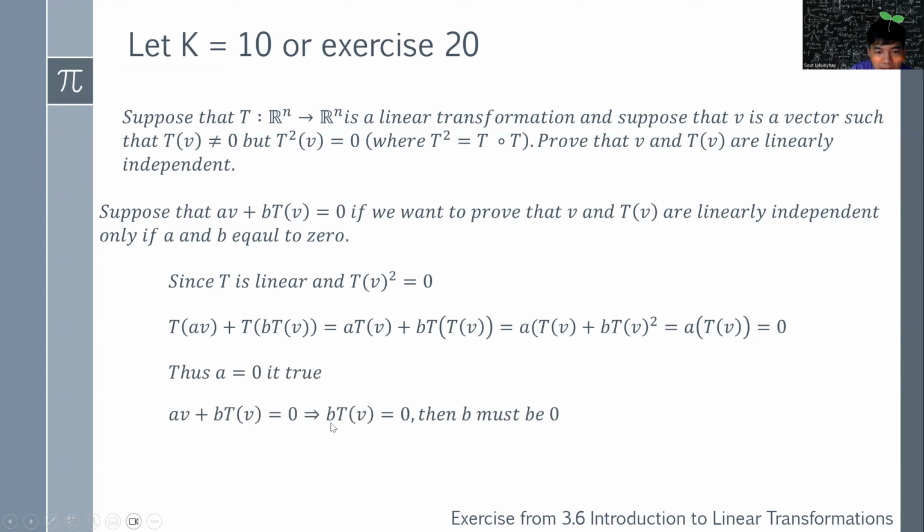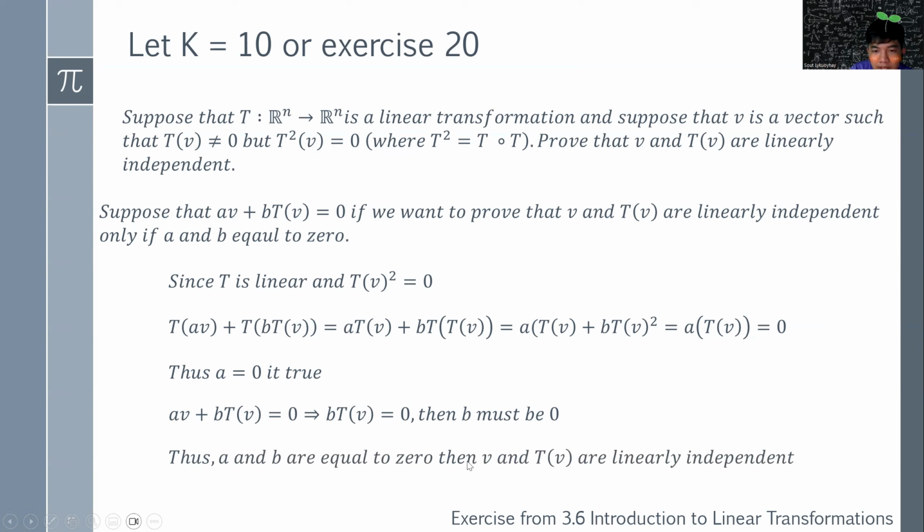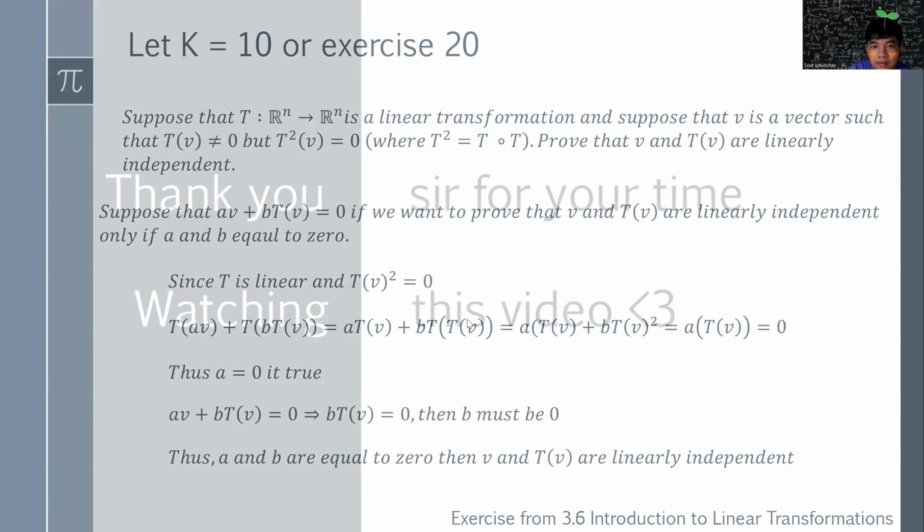So we are left with b times T(v) equal to 0, and then b must be 0. Why? Because T(v) cannot be 0. So since a and b are equal to 0, then v and T(v) are linearly independent.